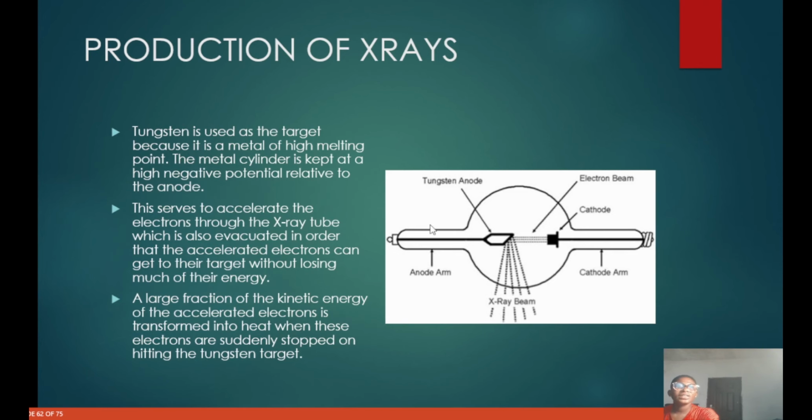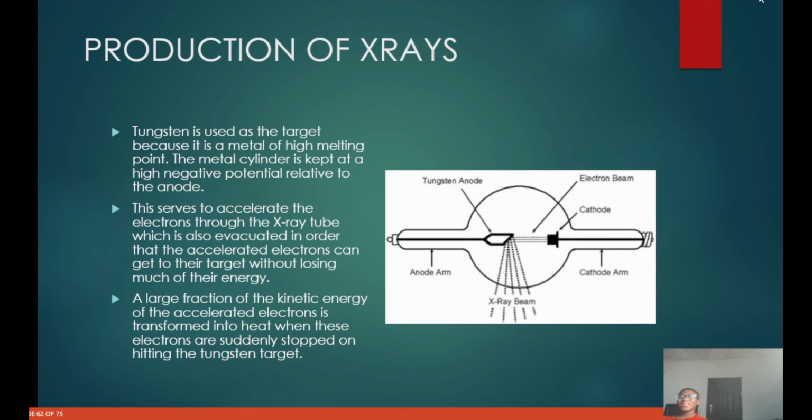Tungsten is used as a target because it is a metal of high melting point. The metal cylinder is kept at a high negative potential relative to the anode. This serves to accelerate the electrons through the X-ray tube, which is also evacuated so that the accelerated electrons can get to their target without losing much of their energy. A large fraction of the kinetic energy of the accelerated electrons is transformed into heat when these electrons are suddenly stopped on hitting the tungsten target.